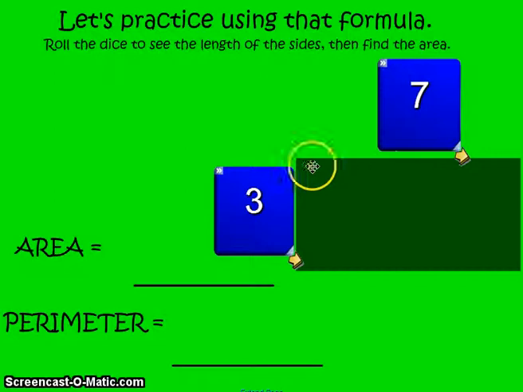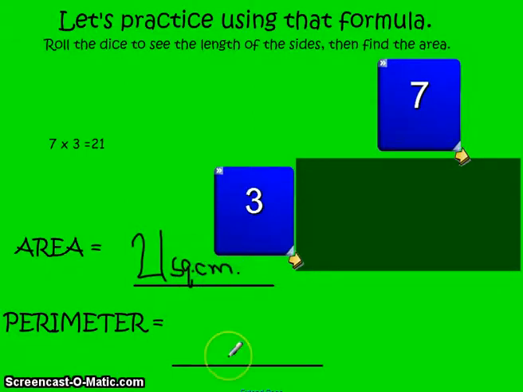Okay, so if I had a length of 7 and a width of 3, and I wanted to find the area, well, we know that our formula to find area is length times width. So to find area, I would do 7 times 3, and I know that 7 times 3 is 21. Therefore, the area of this shape would be 21, and let's pretend that we're talking about centimeters, that these were all measured in centimeters. It would be square centimeters. That would be the way that we measure our area. Now, how would we find the perimeter?